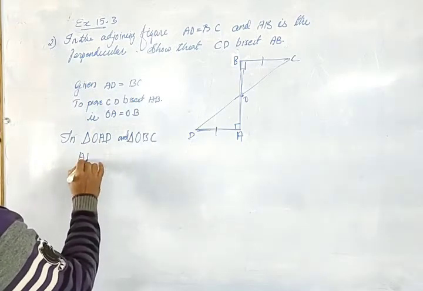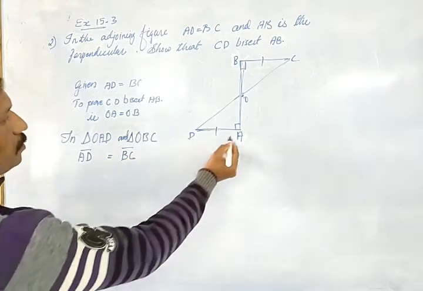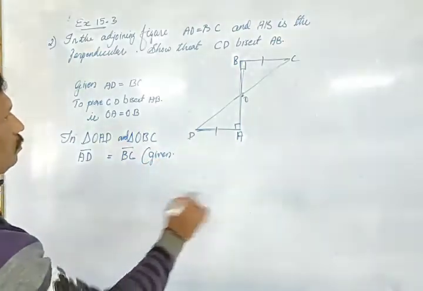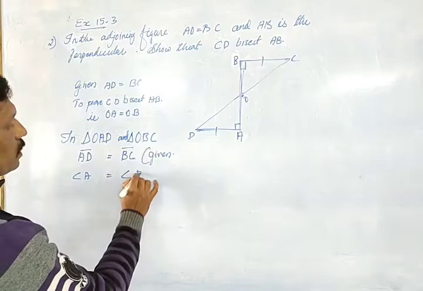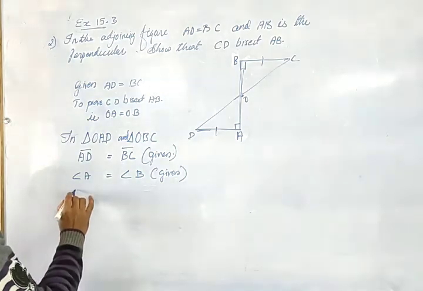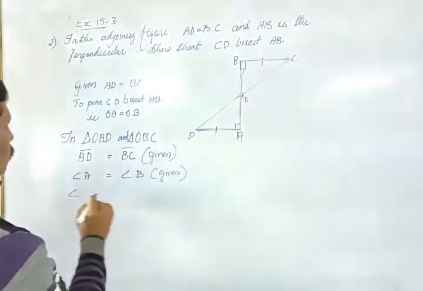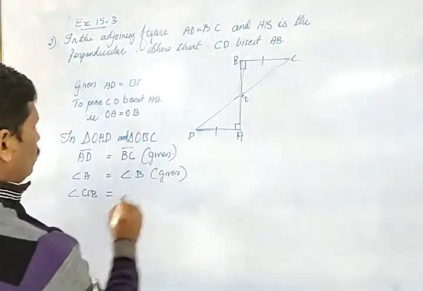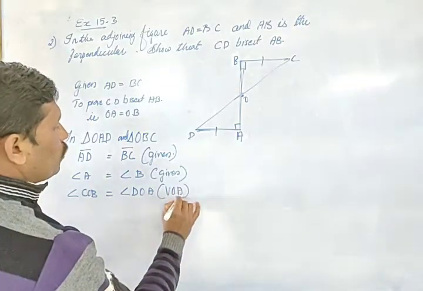side AD is equal to side BC, that is given, and angle A is equal to angle B, that is also given, and angle, this vertically opposite angle, that means COB, that is equal to DOA, that is vertically opposite angle.